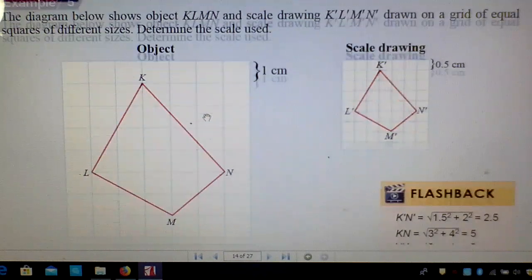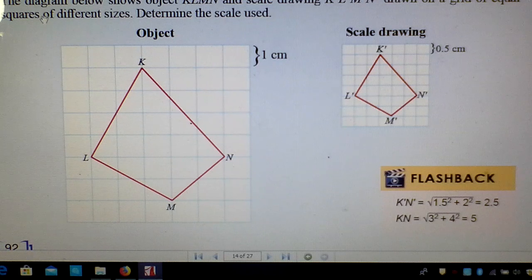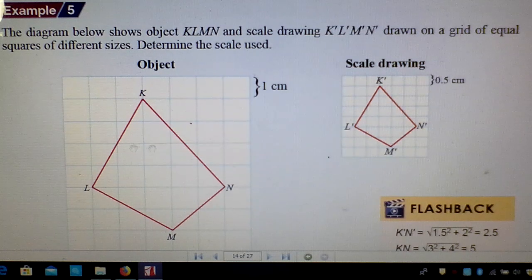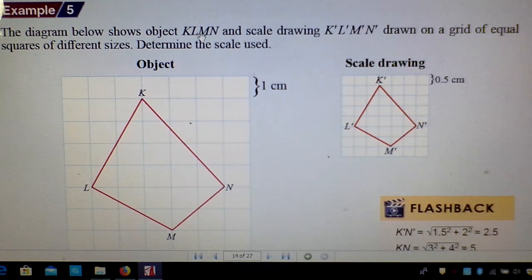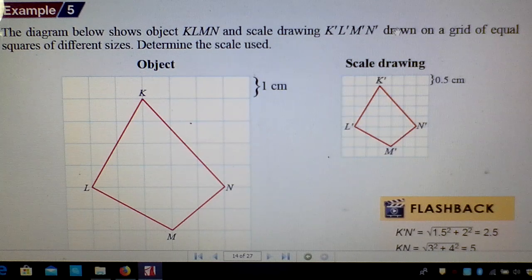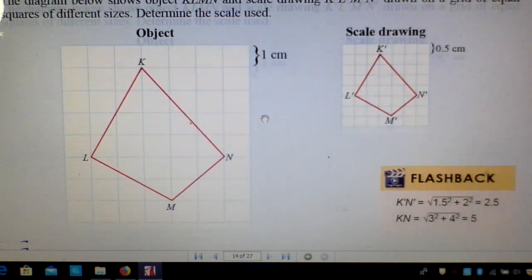Okay, example 5. Diagram below shows object K, L, M, N and scale drawing K prime, L prime, M prime, N prime drawn on the grid of equal squares of different sizes. Okay, determine the scale used. So this is a bit different because they give you the size of the square. Okay, here for the object, the side of 1 square is 1 cm, here is 0.5 cm.